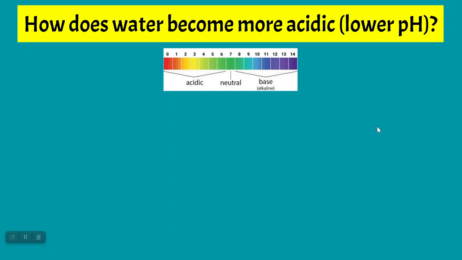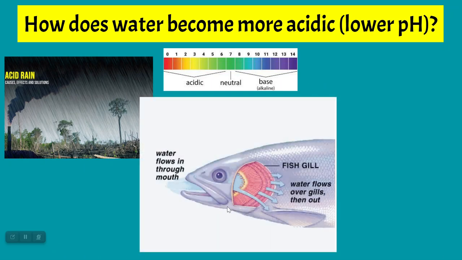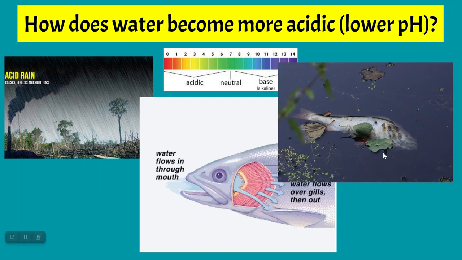How does water become more acidic? How does it end up with a lower pH? We can have acid rain. We might have fish breathing in the water that actually can decrease the pH. And we also might have decomposition, and that's going to lower the pH also and make it more acidic.